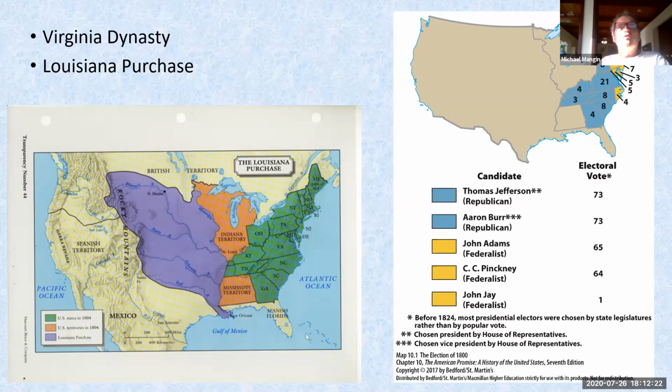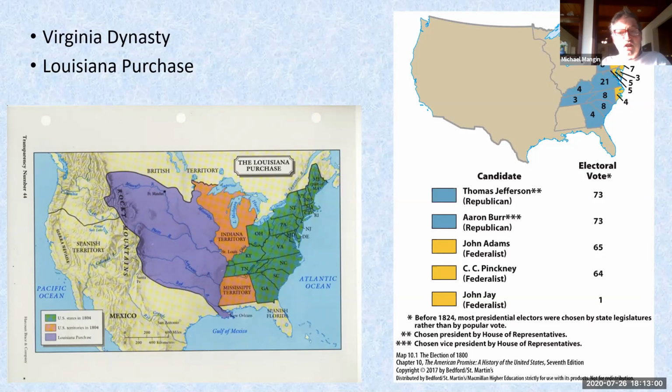There are 3 presidents that you need to know: Thomas Jefferson, James Madison, and James Monroe. And they all serve for 2 terms. They're all from Virginia. They're all Republicans. And then, therefore, you can kind of know who's president in these 24 years if you can divide it by 3, which equals 8. So they were the Virginia dynasty.